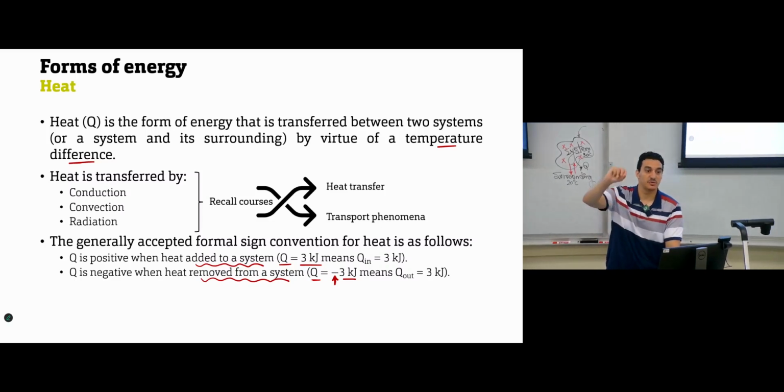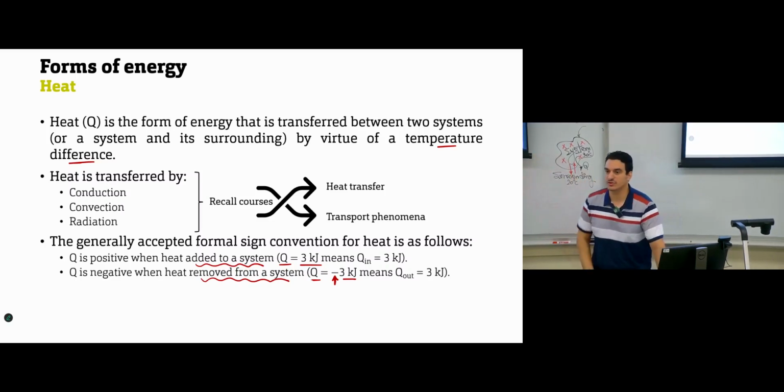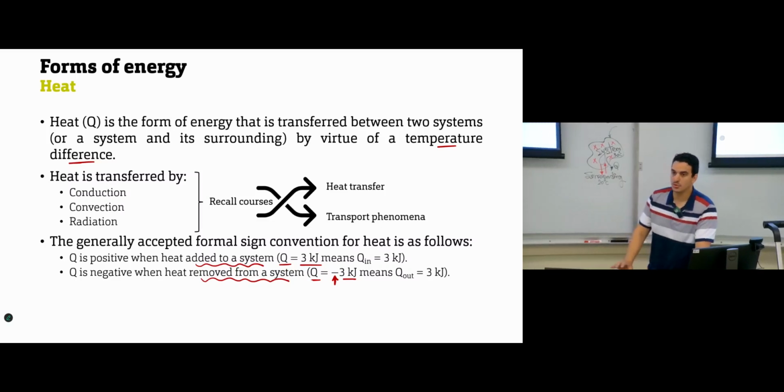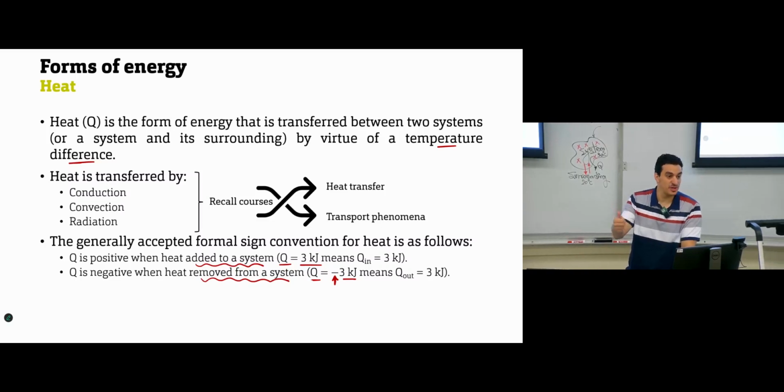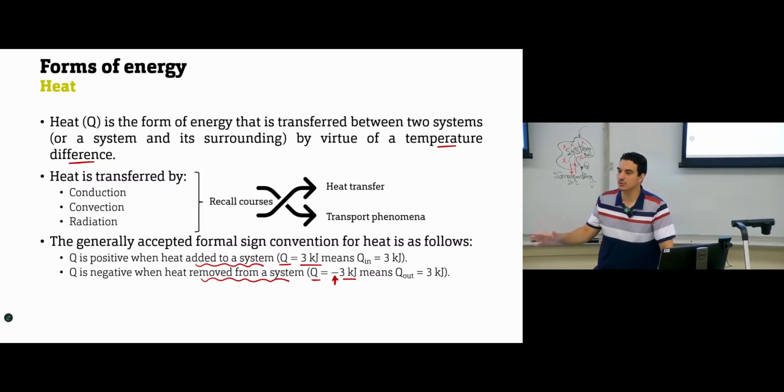Positive means heat added to the system. Negative means the system removes this amount of heat. Okay, clear? So heat transfer happens because we have a temperature difference. If we don't have a temperature difference, there is no heat.